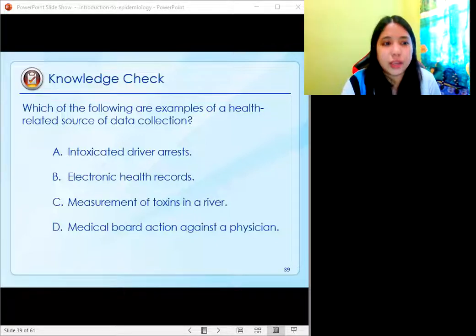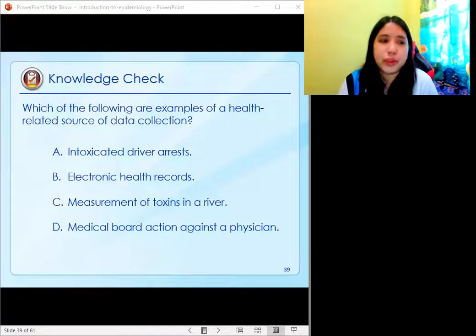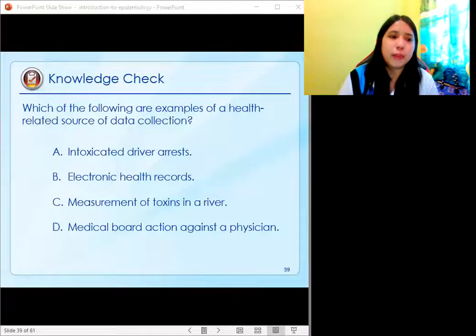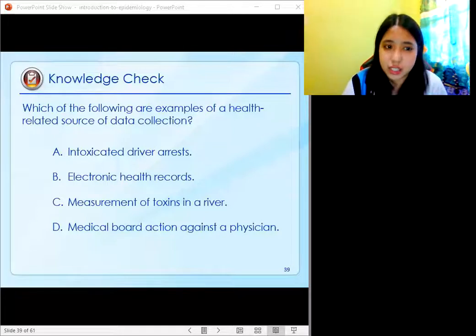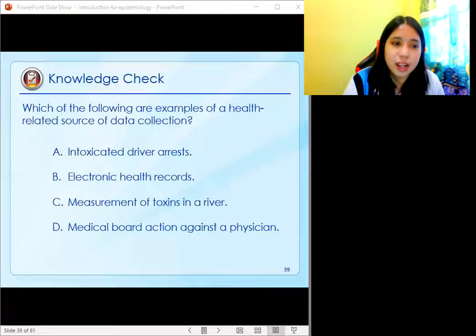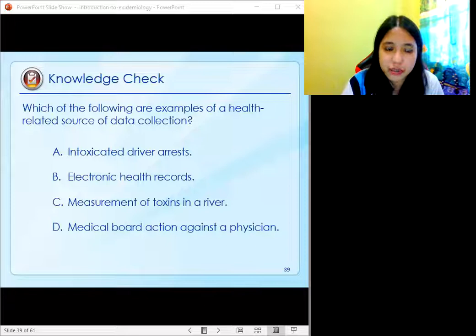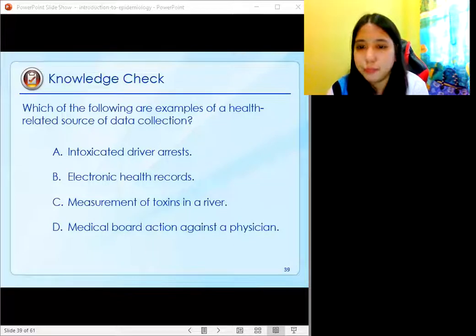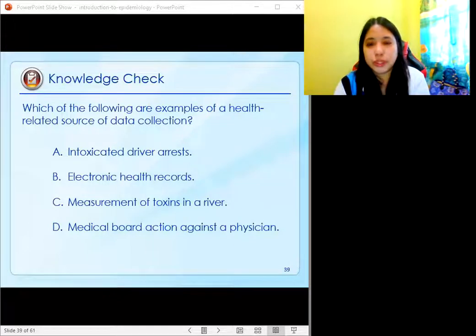Okay, so we have here the knowledge check. So we are going, of course, to answer the problem. Which of the following are examples of health-related sources of data collection? Letter A, intoxicated driver arrest. Letter B, electronic health records. Letter C, measurement of toxins in a river. Letter D, medical board actions against a physician. What do you think is the answer for this item?